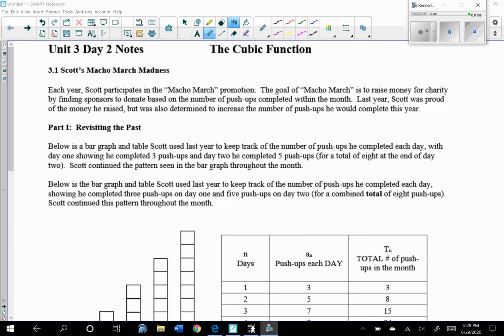Last year, Scott was proud of the money he raised, but was also determined to increase the number of push-ups he would complete this year. So part one, revisiting the past.